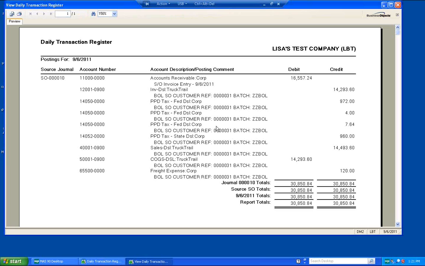Here's my sales order daily transaction register. My sales dollars are going to the truck and trailer sales account. Inventory is being relieved from the truck and trailer inventory account, going to the truck and trailer cost of goods account. AR is getting hit, freight's getting hit. So even though the C warehouse is being used behind the scenes, the correct profit center is getting the entries for the inventory, sales, and cost of goods.